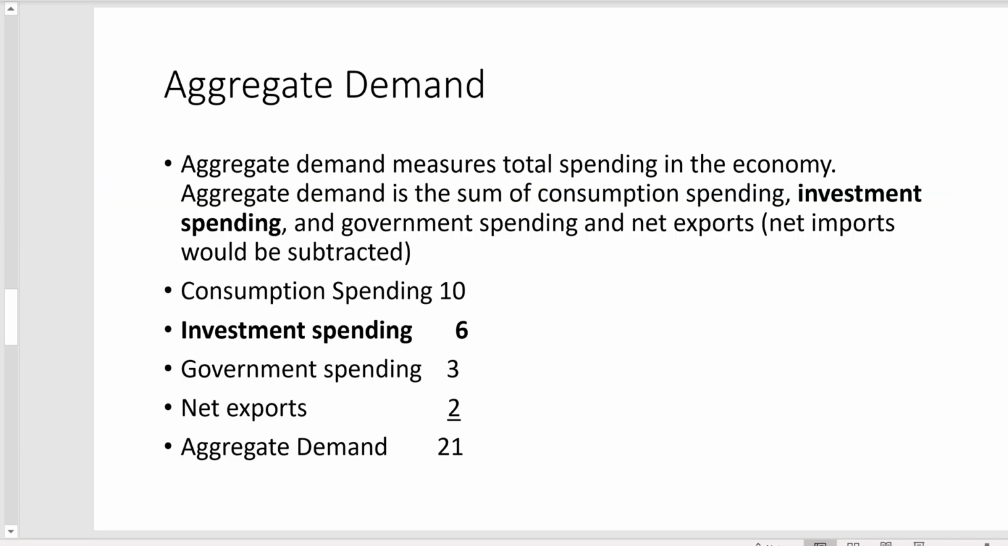All right, what we know so far about aggregate demand is that it measures total spending in the economy. Aggregate demand is the sum of consumption spending, we said. We looked at consumption spending. Now we're going to look at investment spending. Then we'll take a look at government spending. So the investment spending here is all about the business side.